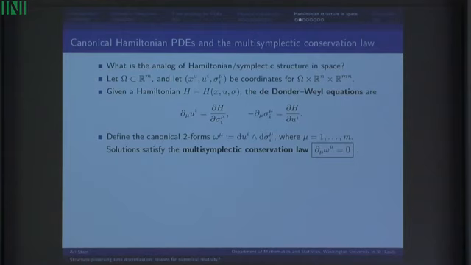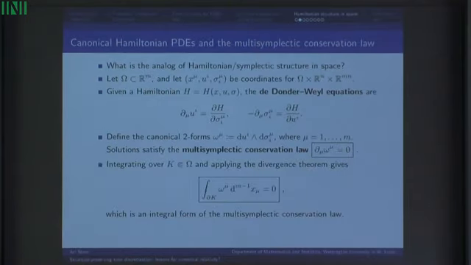They satisfy, instead of just a single canonical 2-form, we have a collection of canonical 2-forms, omega mu. And these satisfy the multi-symplectic conservation law, which says, in time, that the canonical 2-form has 0 time derivative. Here, this says that it has 0 divergence. I can also write this in an integral form by integrating over some subdomain and applying the divergence theorem. So I can write the multi-symplectic conservation law in this integral form.